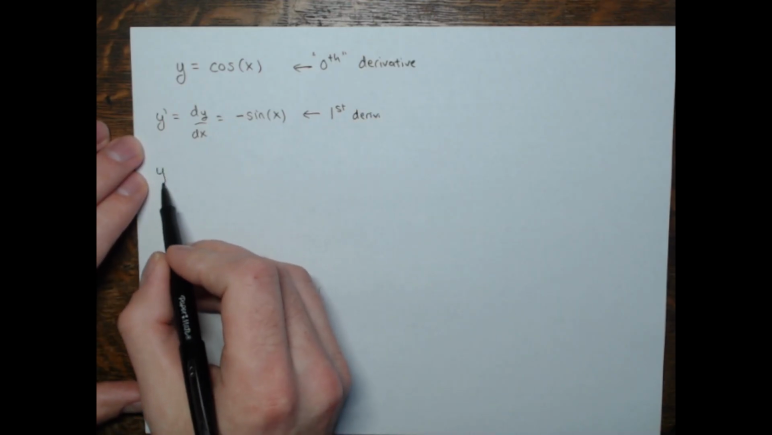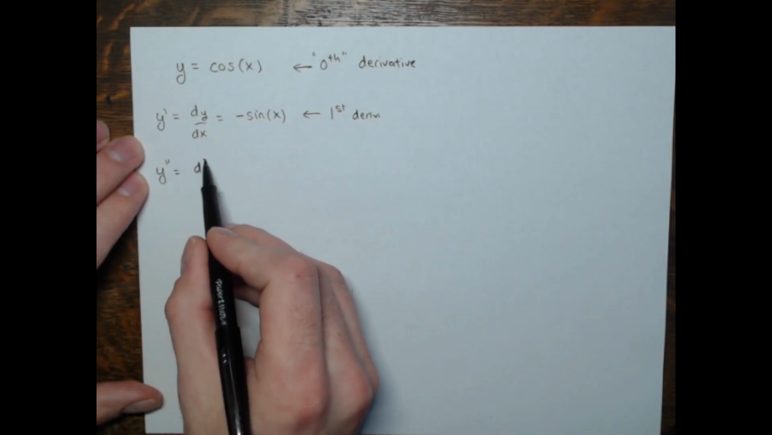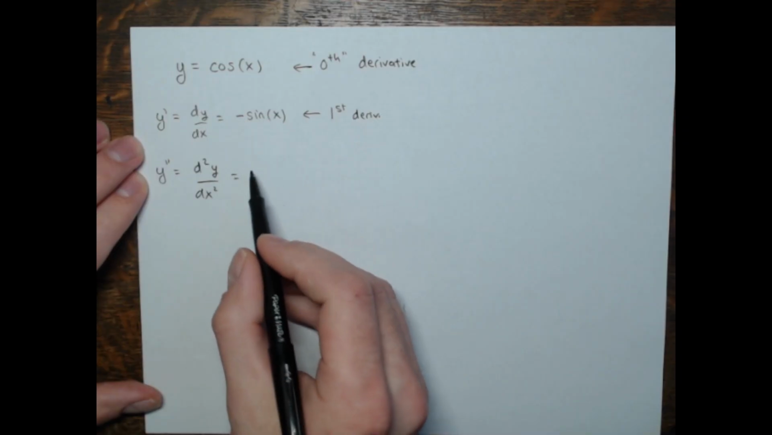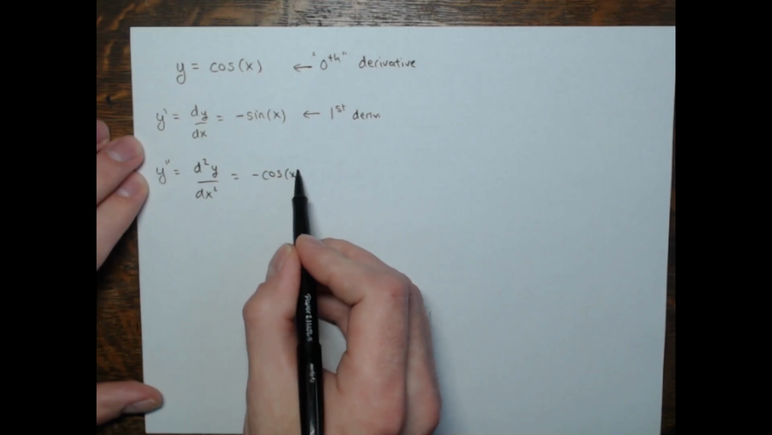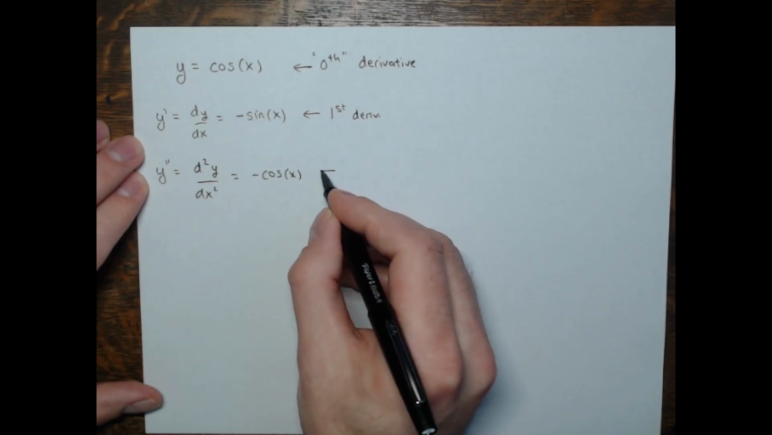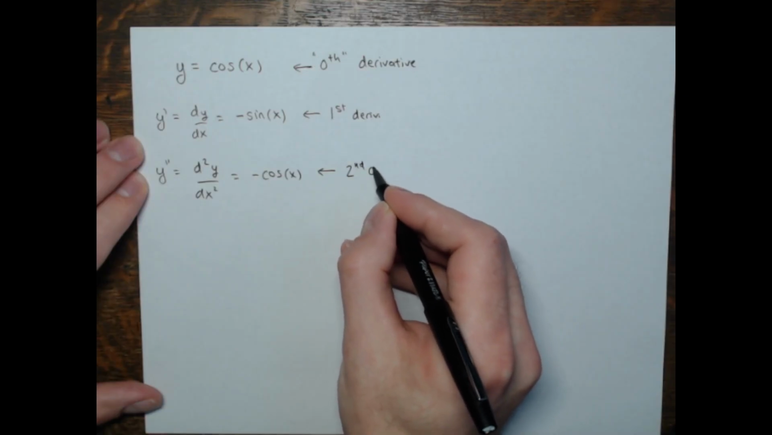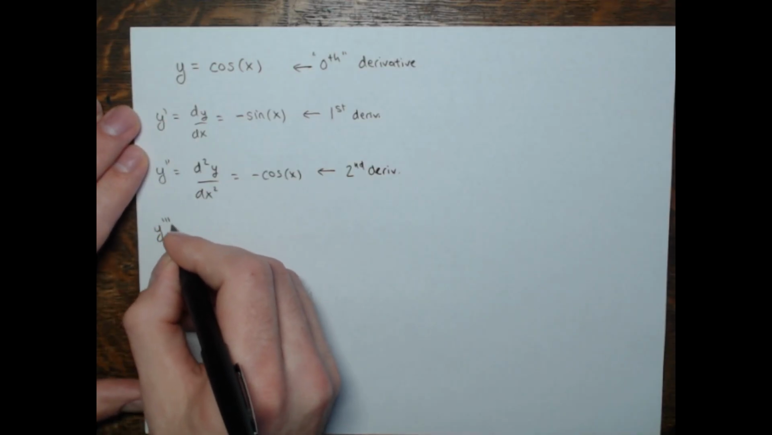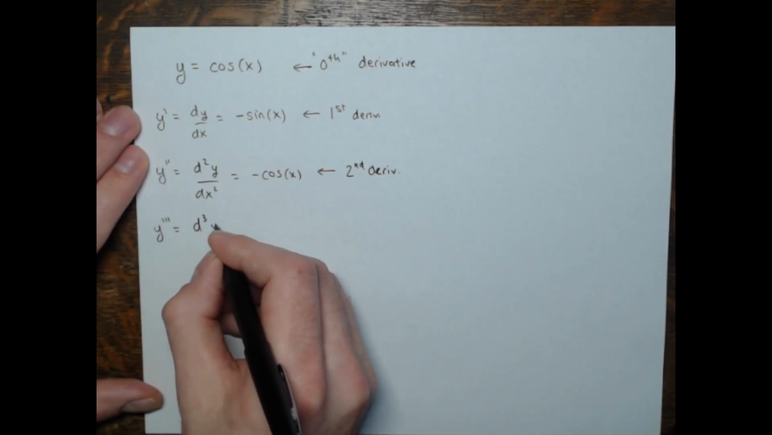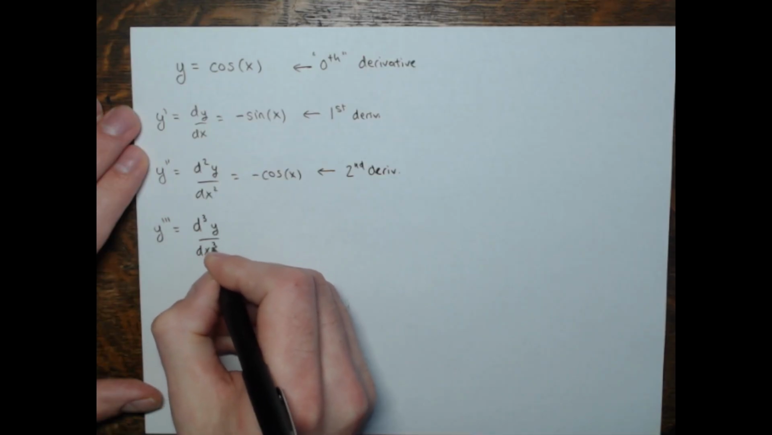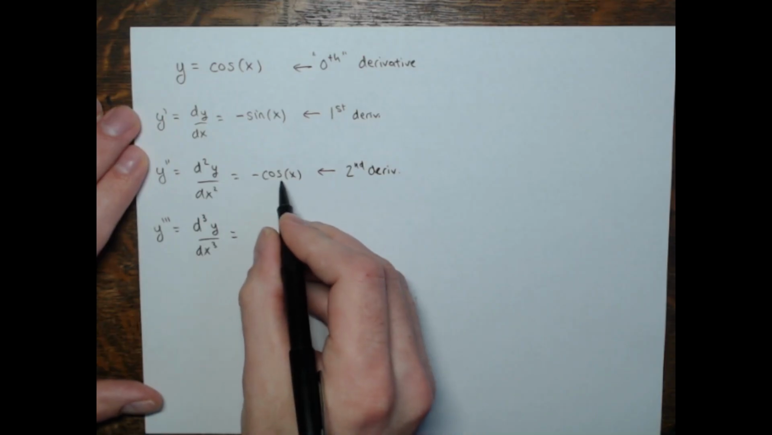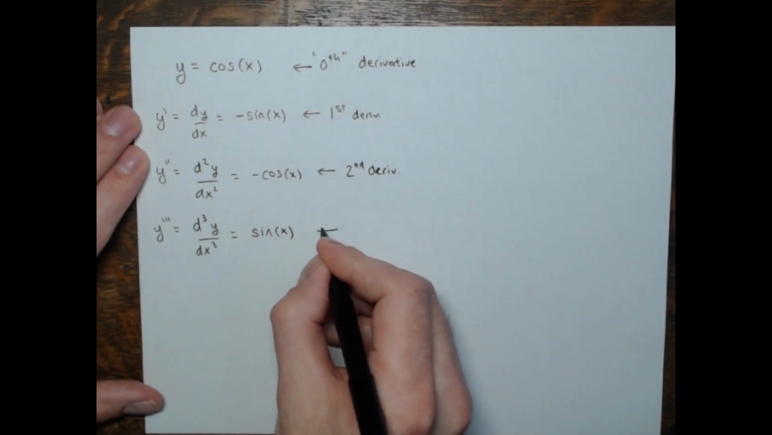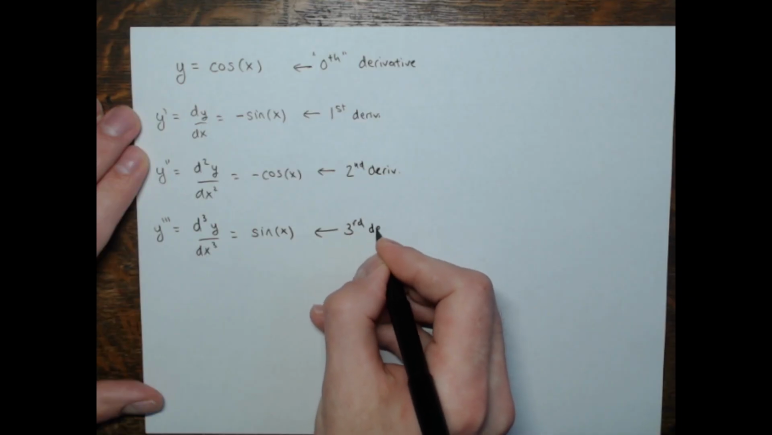And then the second derivative, y double prime, or that d2y over dx2, would be negative cosine. The derivative of negative sine would be negative cosine. And then y triple prime, the third derivative, d3y over dx3. The derivative of negative cosine would be positive sine. And there's your third derivative.